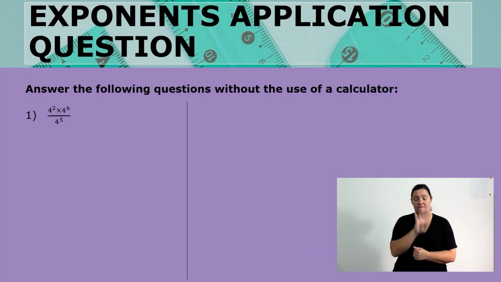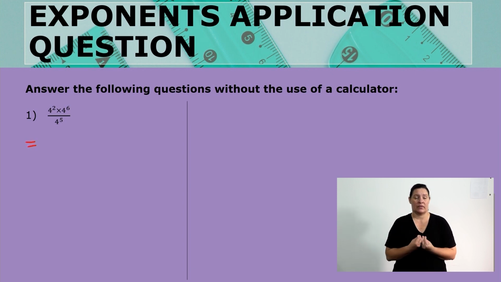Welcome back, and let's continue with our application questions, where we are going to be looking at more than one or two exponential laws in a question. So let's answer the following questions without the use of a calculator. We have 4 squared multiplied by 4 raised to the exponent 6, and this is all divided by 4 raised to the exponent 5.